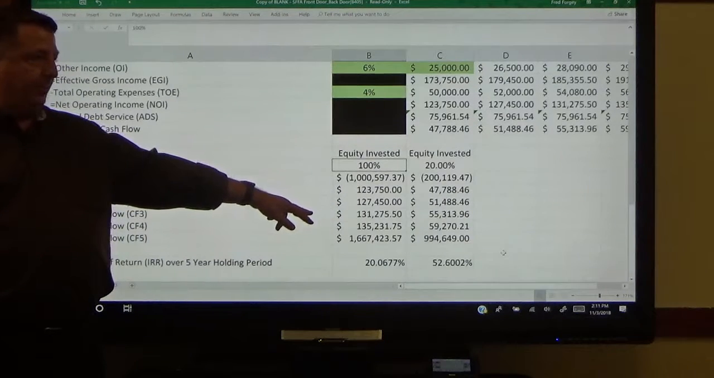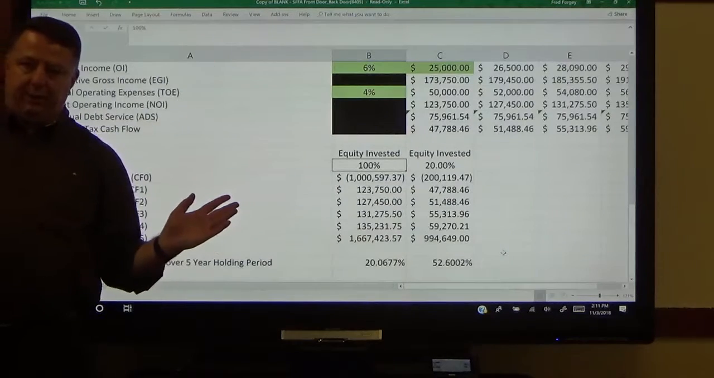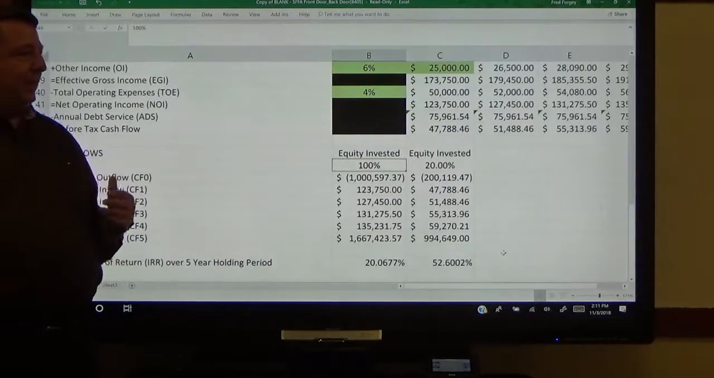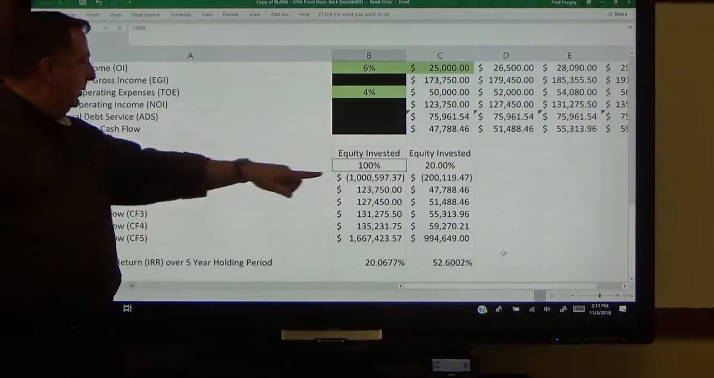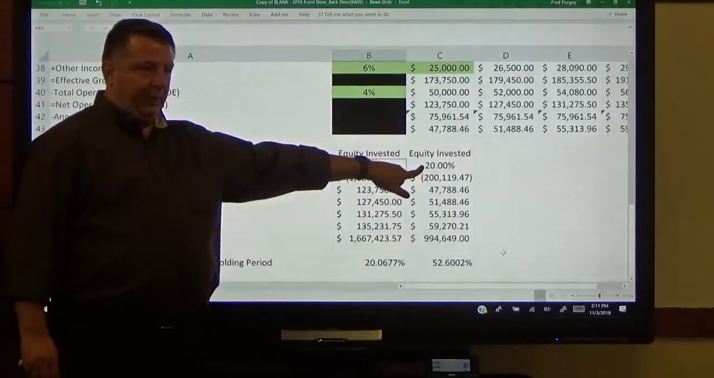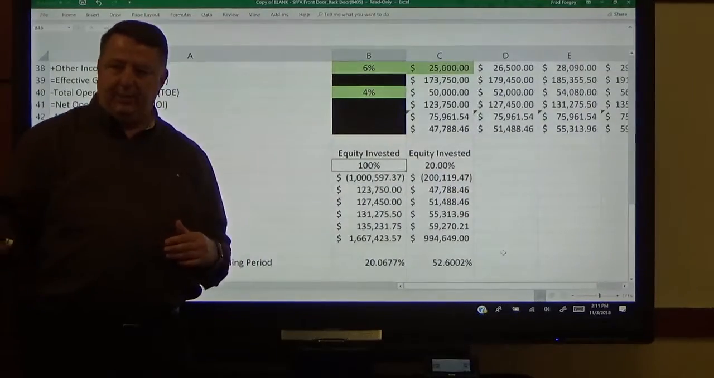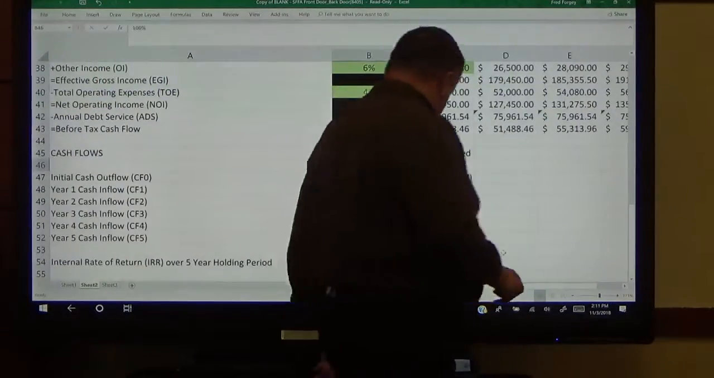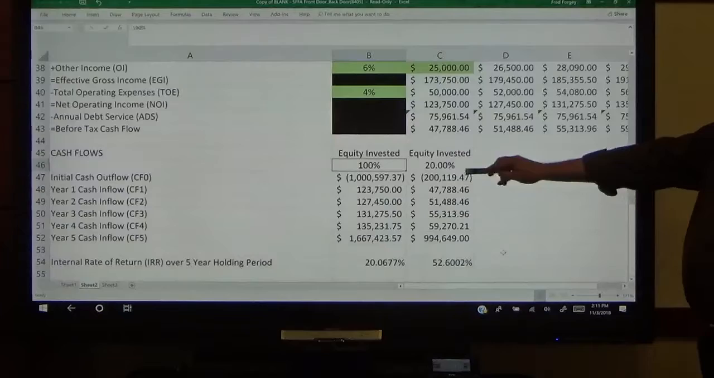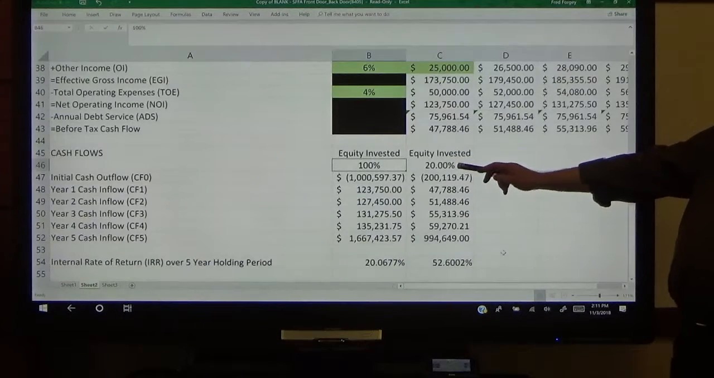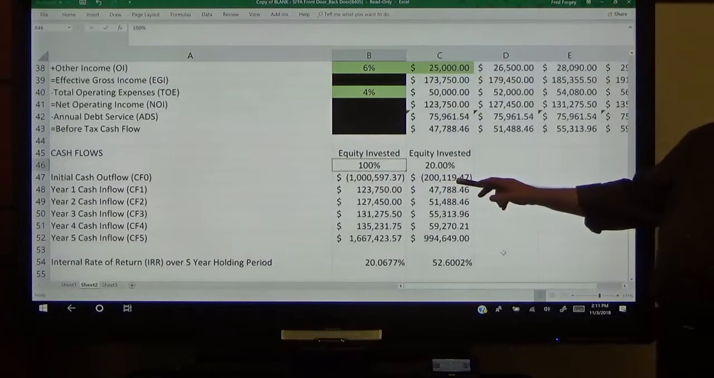Yes or no? But we didn't do an all cash deal. Okay, we did a deal where we put in 20% equity, is what we actually did, and 80% was debt. So now in this column, what we're doing is we're saying, okay, if we put in 20% equity, what would be that dollar amount?